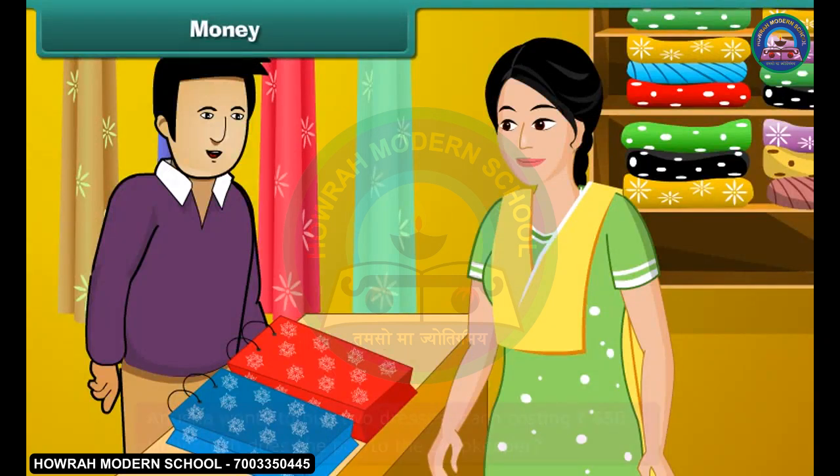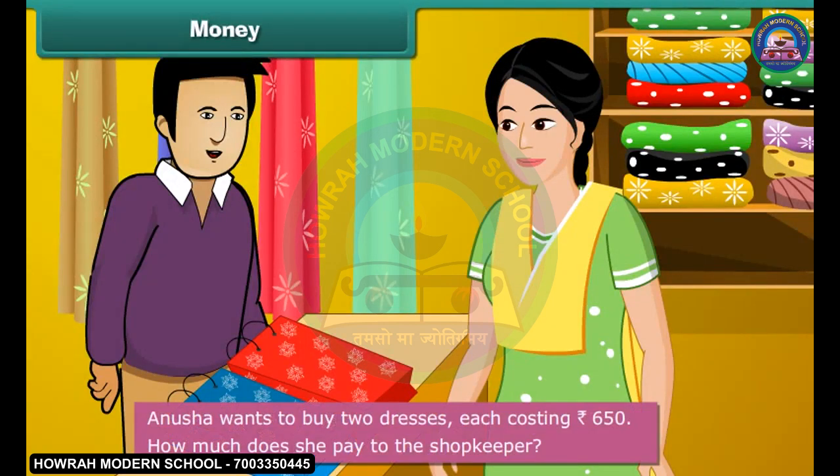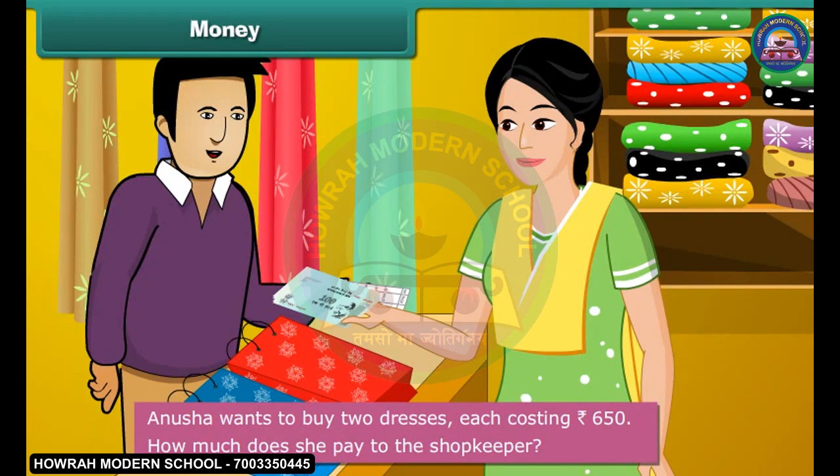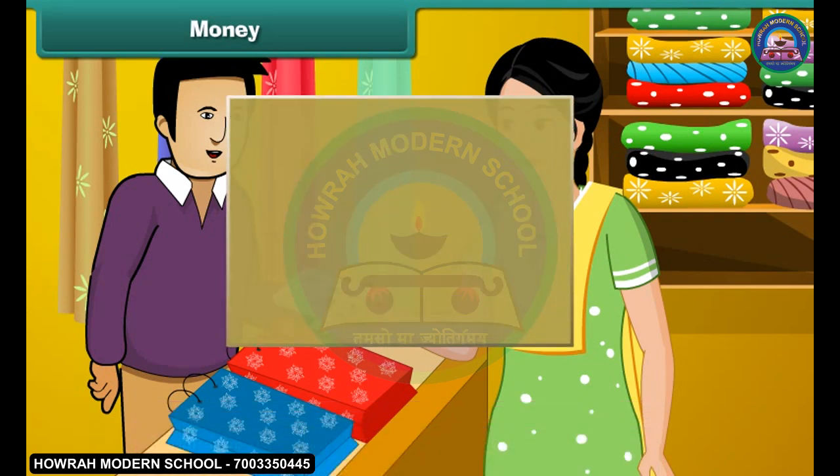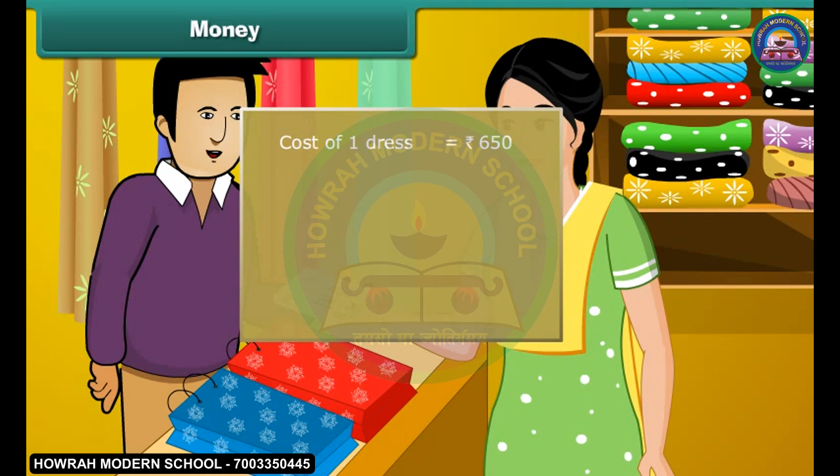Money. Anusha wants to buy 2 dresses, each costing 650 rupees. How much does she pay to the shopkeeper? Cost of 1 dress is 650 rupees. Cost of 2 dresses is equal to 650 into 2, which is 1350 rupees. Anusha pays 1350 rupees to the shopkeeper.